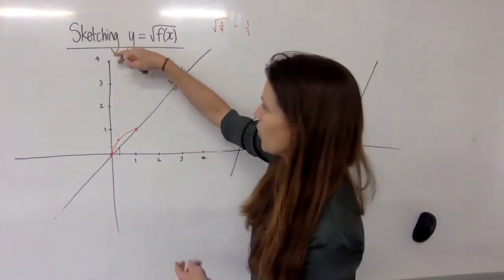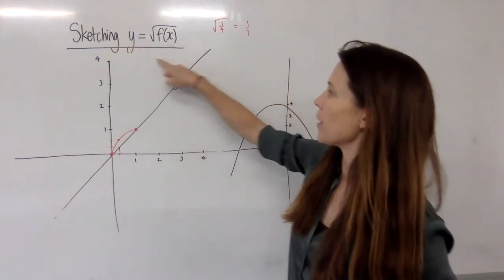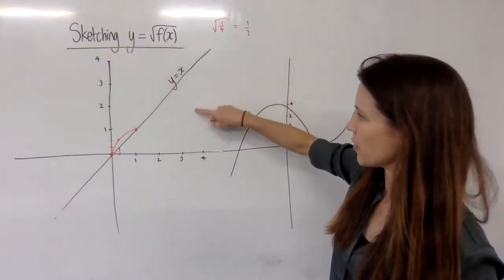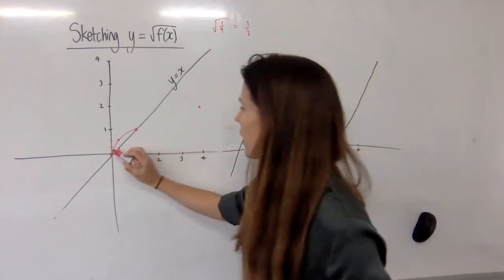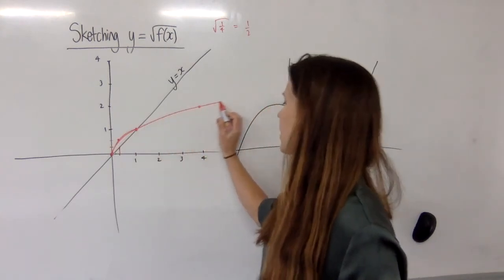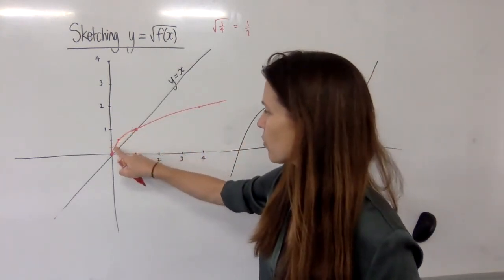How about we look for our next key point? When y equals 4 on the old graph, it's only going to be 2 on the new graph because the square root of 4 is 2, so I can put a dot. And that helps me join up the dots that I already have into something of a logical shape.